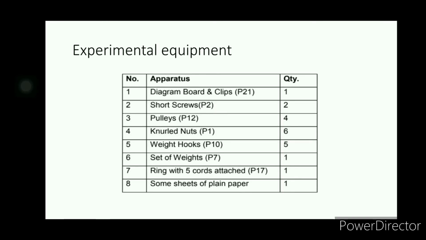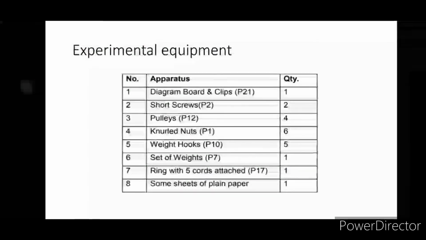These are the list of the experimental equipment. We need a diagram board, 1 clip, 2 short screws, 4 pulleys, 6 nuts, 5 weight hooks, 1 set of weights, 1 ring with 5 cords attached, and 1 sheet of plain paper.